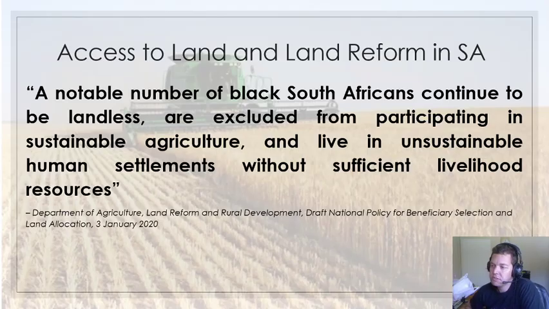Okay, so moving on. This quote is actually from a very new draft policy that came out, but this is basically the history that we find ourselves living in. The quote says, a notable number of black South Africans continue to be landless, which means people do not have land, and are excluded from participating in sustainable agriculture and live in unsustainable human settlements without sufficient livelihood resources. So this has persisted from the days of apartheid and before, where black South Africans were dispossessed of land.